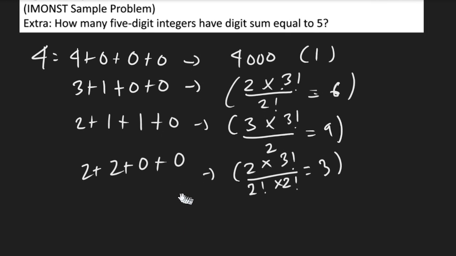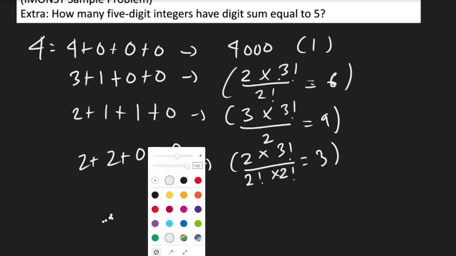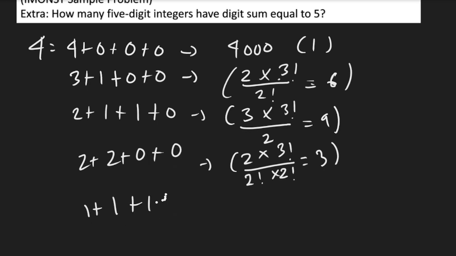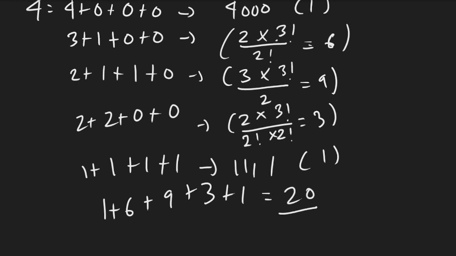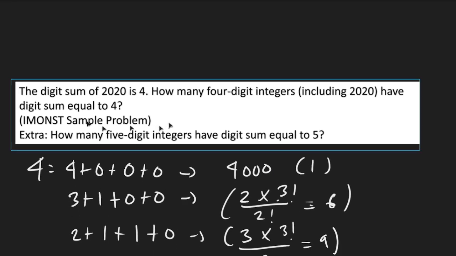And last but not least, 1 plus 1 plus 1 plus 1. The only possible way to do this is just 1111. And this is 1. So now we already have our answer: we just total all the integers that we have. So 1 plus 6 plus 9 plus 3 plus 1 equals 20. So this is the answer for our original question.